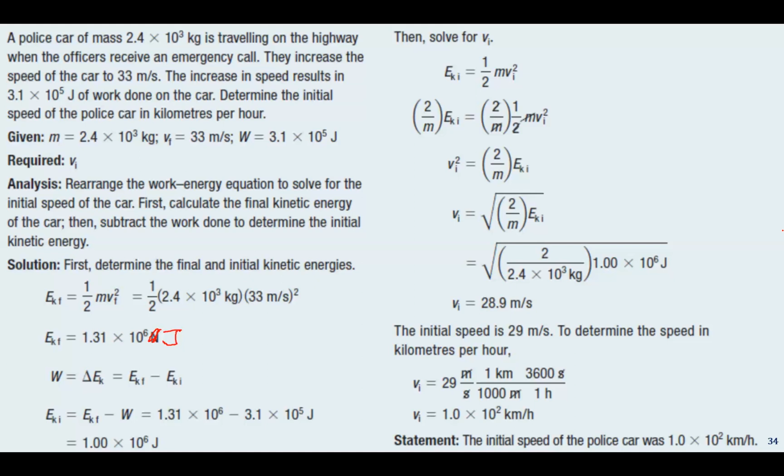But this question asks us to give the speed in kilometers per hour. So we have to convert the unit from meters per second to kilometers per hour. 28.9 meters per second equals 1.04 times 10 raised to the power of 2 kilometers per hour. So the initial speed of the police car was 1.0 times 10 raised to the power of 2 kilometers per hour. Okay, so please have a look at the solution. Any questions, just let me know, okay?